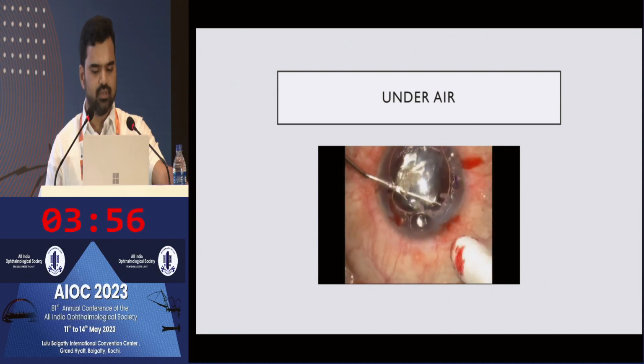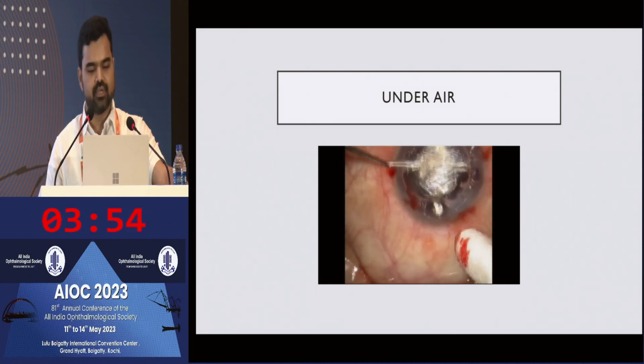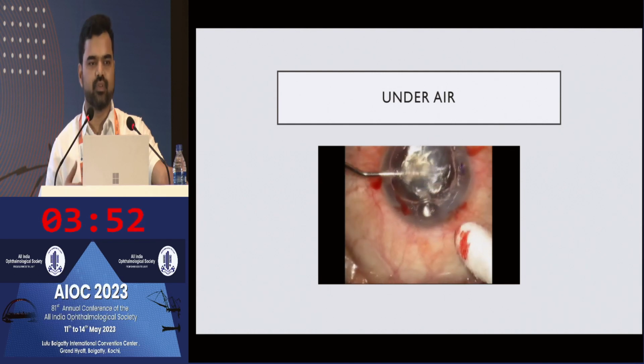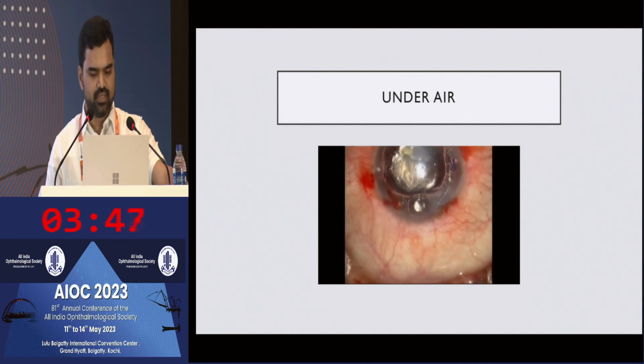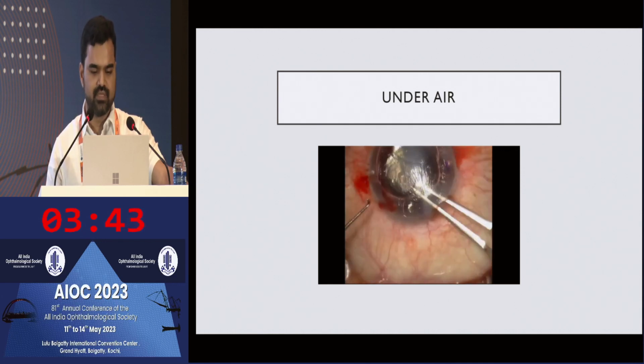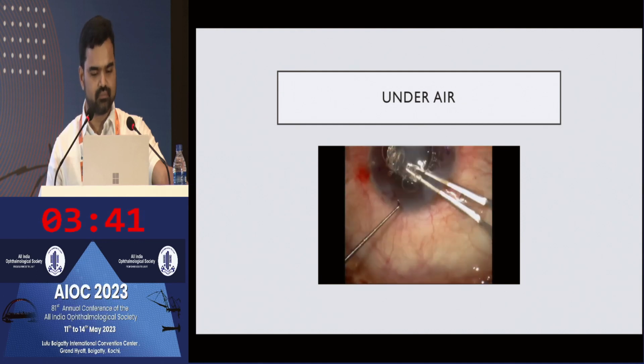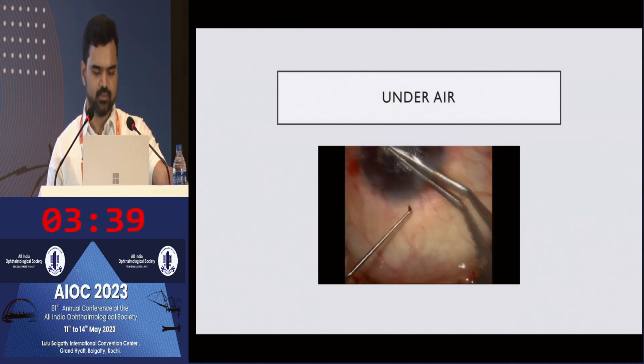But with air inside the anterior chamber, you need to practice more, because whenever you enter the anterior chamber, the air tends to leak out. So in this case, I have already done a phacoemulsification from the superior nasal incision. From that, you can just take out your Descemet membrane.